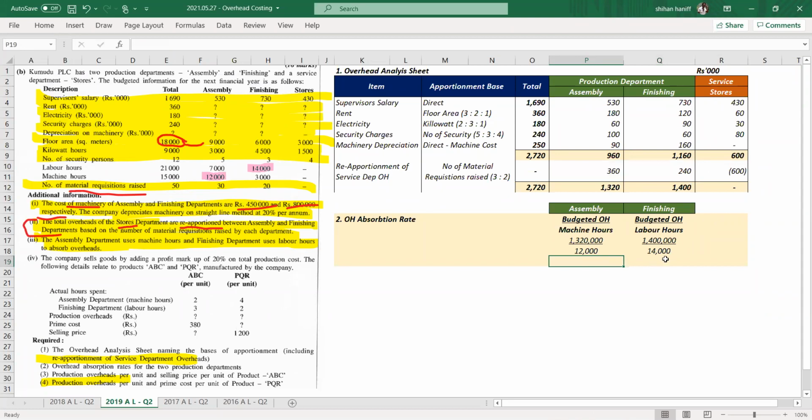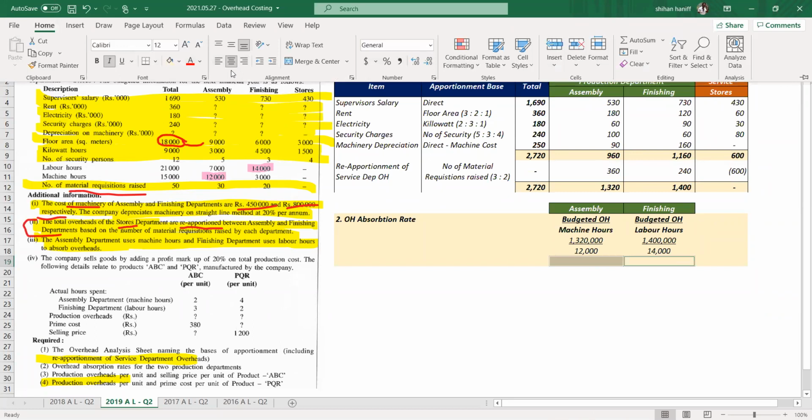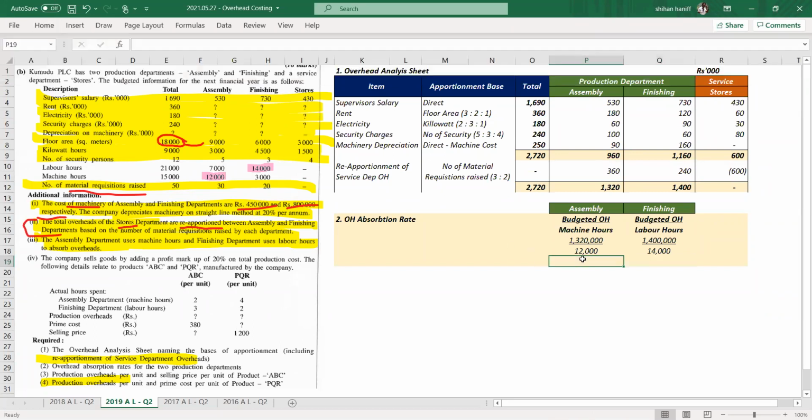What is the answer that we get here? Tell me the absorption rate. Assembly how much? Finishing how much? Assembly department, what is the overhead absorption rate? And what is the overhead absorption rate for the finishing department?